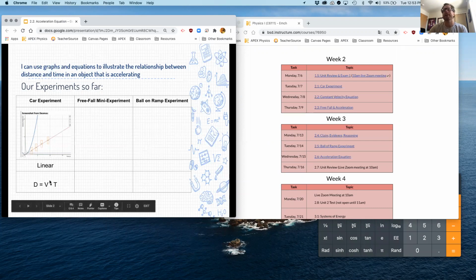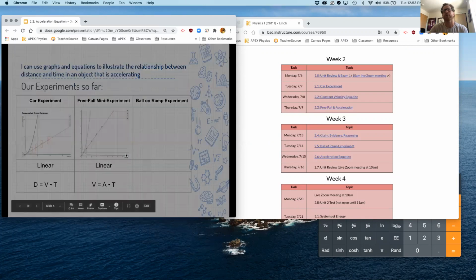Then you did a mini experiment. And by mini experiment, there wasn't a video or anything. You just went through the experiment process. And that was the free fall mini experiment. And you found out that was linear, okay? And that one gave us the equation that velocity is equal to acceleration times time.